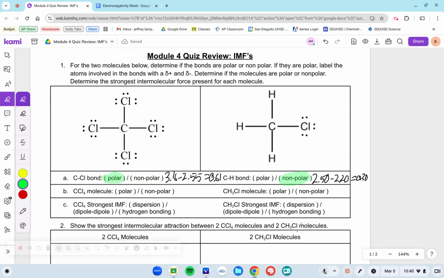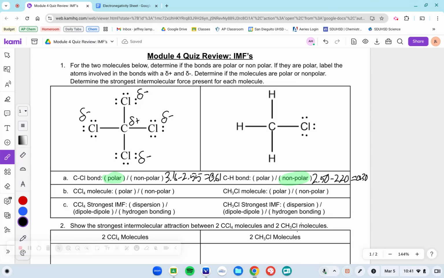All right. Now, the question also asks us to label each bond with the delta plus and delta minus. Remember, that's the partial positive, partial negative. So in every polar bond, we're going to label the more electronegative atom with the partial minus, and then the less electronegative atom with a partial positive. So we're going to do that in all of our bonds here. So we have a partial negative on the chlorine, partial positive on the carbon. Now we don't label anything on the CH bonds because those are not polar, so we don't need to label anything. Now we need to figure out whether each molecule is polar.